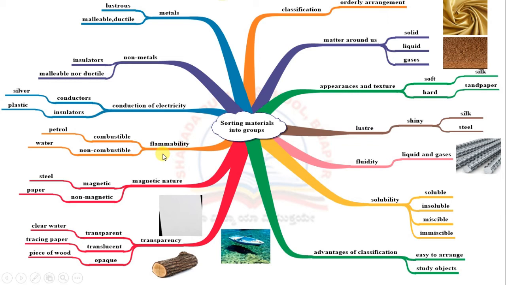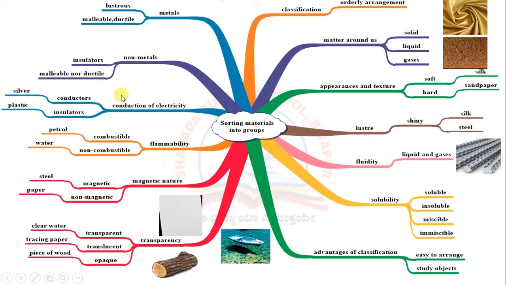Flammability. In flammability, we can classify the substances based on combustible substances and non-combustible substances. Combustible substances are able to catch fire and burn easily. Example, petrol. Non-combustible substances are made of material that does not burn if exposed to fire. Example, water. Let us learn about conduction of electricity.